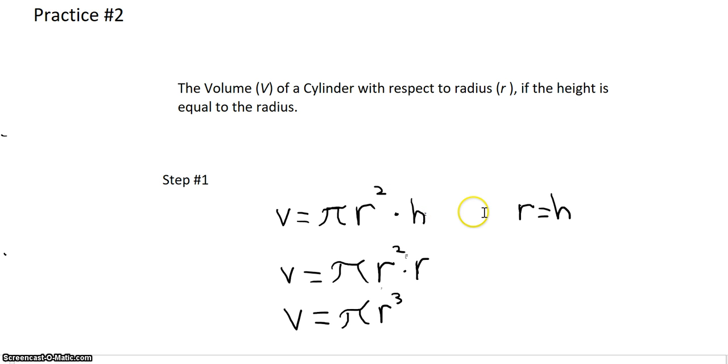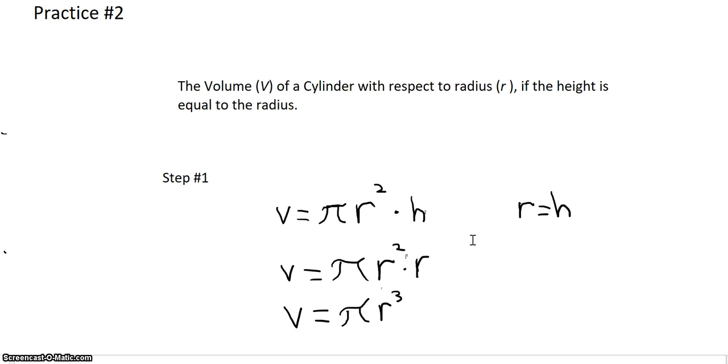And this is where the height being equal to the radius comes in, because if we just took this first equation and tried to find the derivative, we have 3 variables, so we wouldn't be able to do anything. So what we have to do is plug in r is equal to h, because the height is equal to the radius. We can replace h with r because we're differentiating with respect to radius. Then we get the volume is equal to pi r squared times r, and we put that together, so the volume is equal to pi r cubed. So that's the first step. We have the equation done.